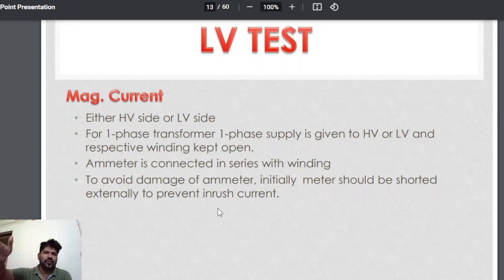But the secondary side is already open, right? So when it is open, which one is taking current? The core itself takes current. Okay, magnetizing current. That will be very minimal. You can measure it by using a meter.